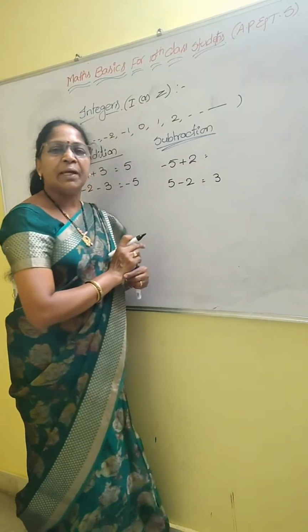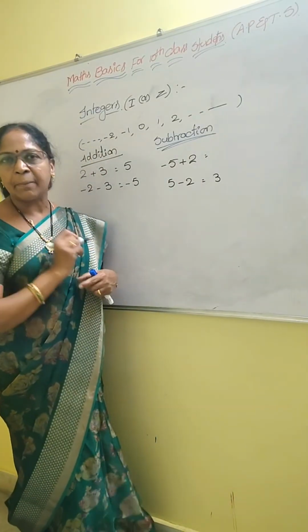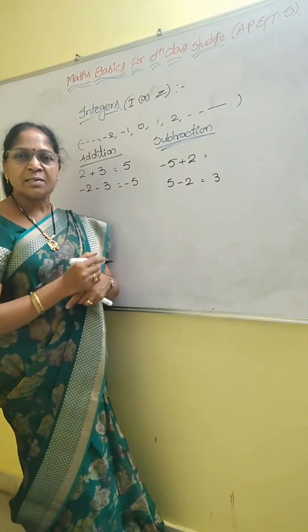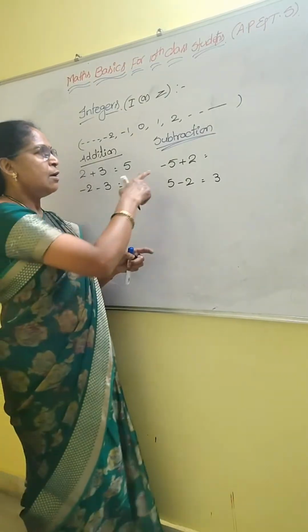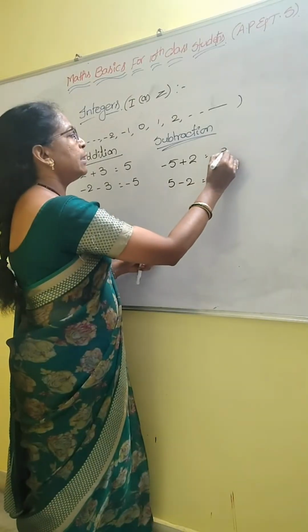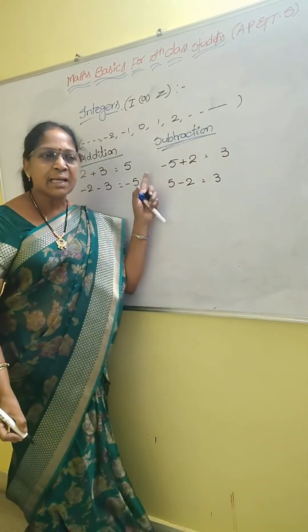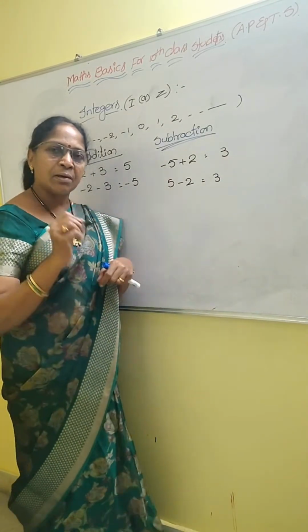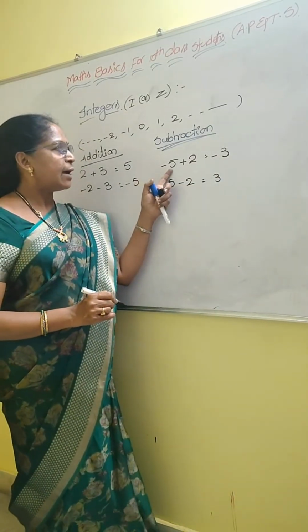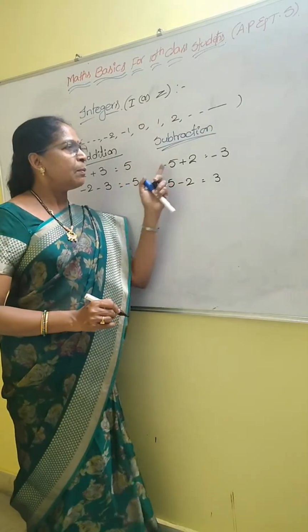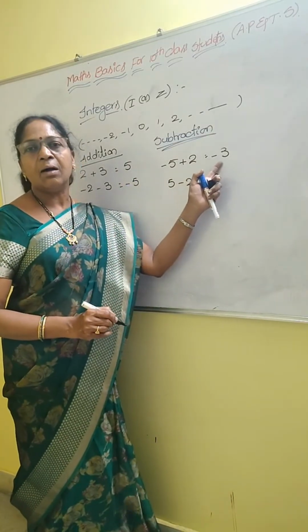Minus 5 plus 2 equal to, here also you should do the subtraction. That subtraction also, from the big number to the small number, you should do. So 5 minus 2 equal to 3, but the big number has the negative symbol, so you also should write negative. That means whatever symbol the big number has, that symbol only you have to write in front of the answer.